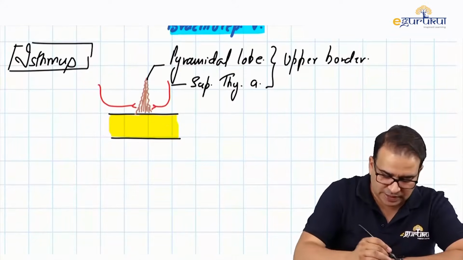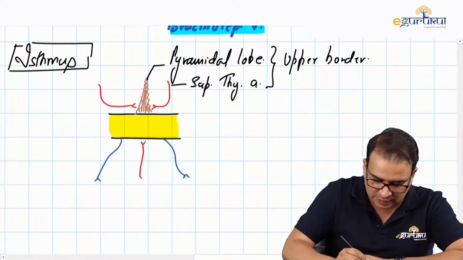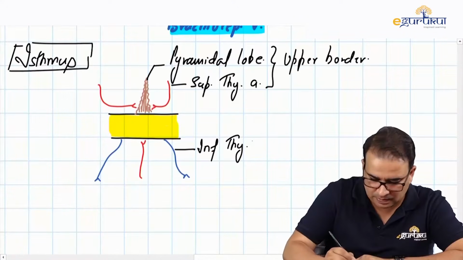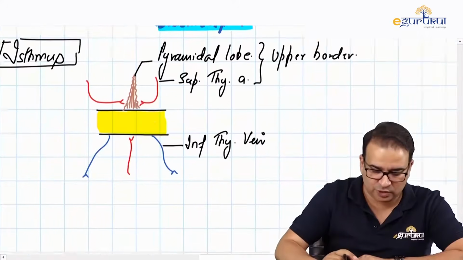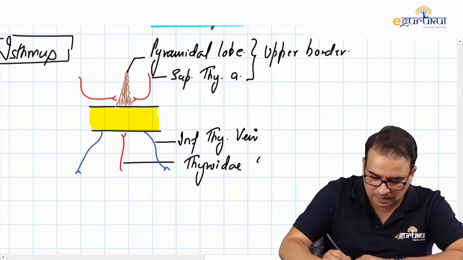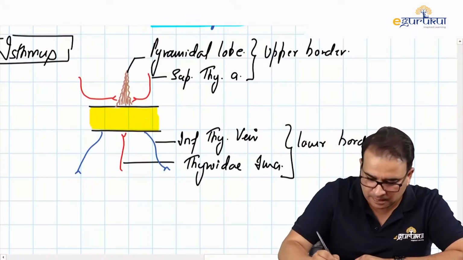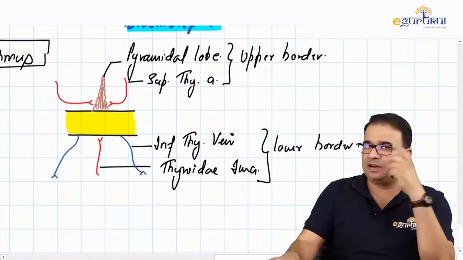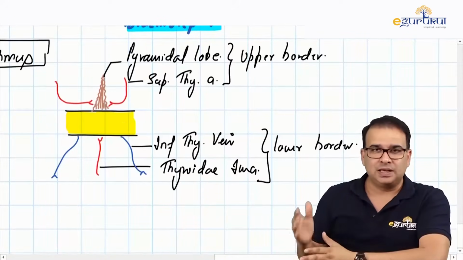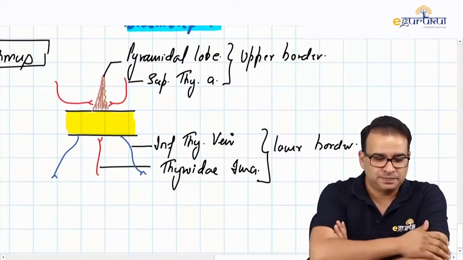Whereas the lower border of isthmus is related to the inferior thyroid vein and artery, if present, that will be the thyroid ima. Inferior thyroid vein, guys, only inferior thyroid vein, not the artery, and thyroid ima. That's the artery, and that is related to the lower border. So all these structures are in relation to the isthmus, and that's why if the question is asked which of the following structures can be compromised in the tracheostomy, they are the ones: pyramidal lobe, superior thyroid artery, inferior thyroid vein, and thyroid ima.